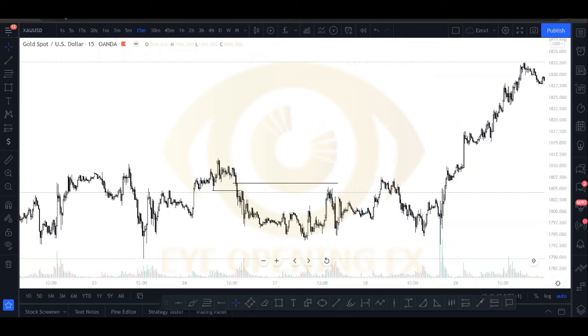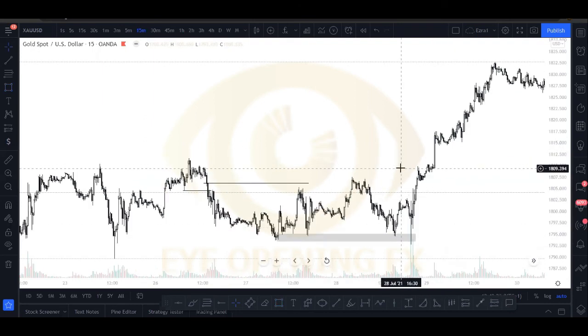But because of the news, we would have expected market to buy from this area. But the news pushed price down to take out this low before buy. So that is why you must be very, very careful when news is coming into play.